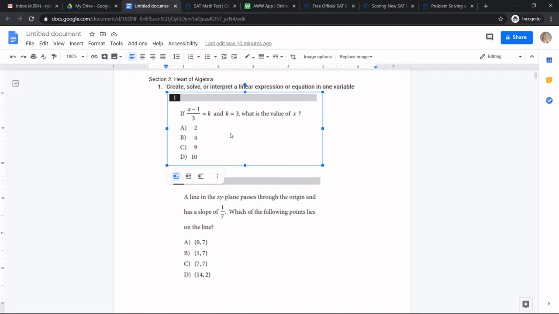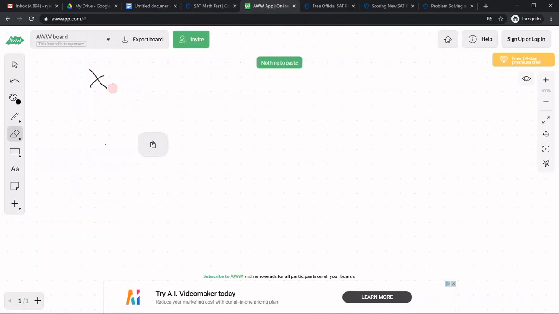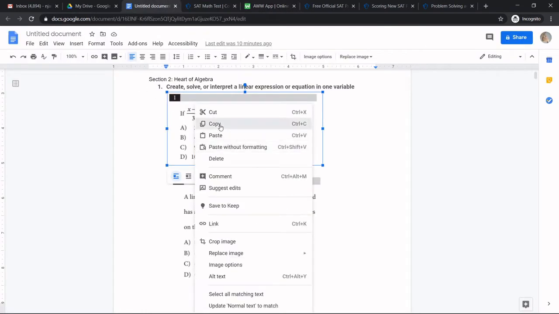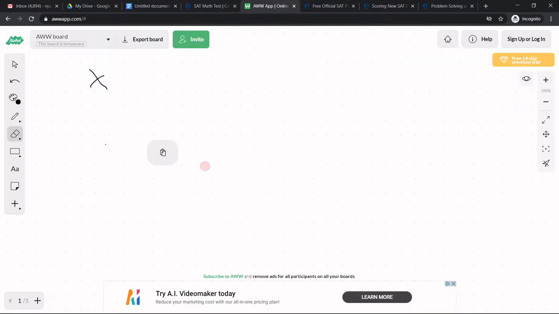Alright, so let's try a couple of these. These are pretty simple ones. You should be able to do them pretty quickly. Let me just copy and paste. What the?